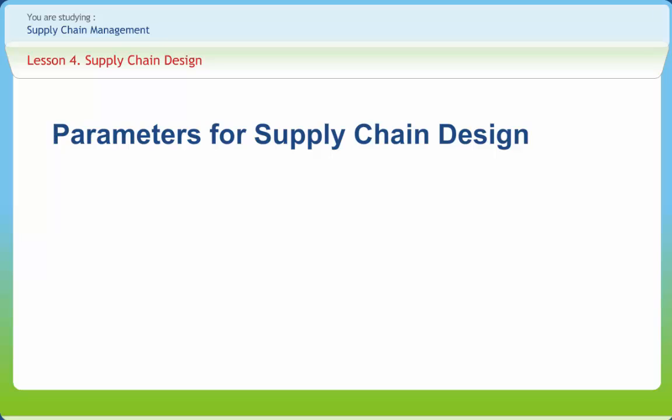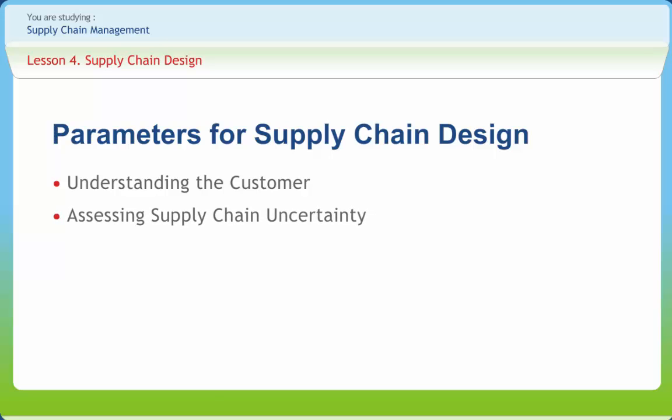Before the design of the supply chain is started, there are three basic requirements that have to be met. 1. Understanding the customer. 2. Assessing supply chain uncertainty. 3. Understanding the supply chain capabilities. Understanding these, it is possible to decide on the supply chain strategy and design a supply chain that has a strategic fit with the functional strategies of the firm.